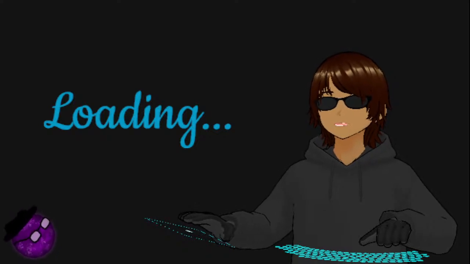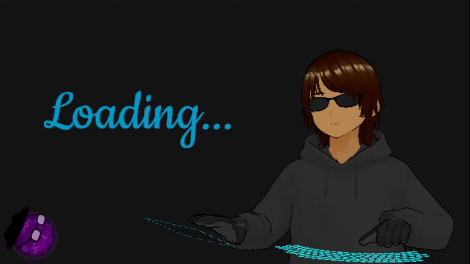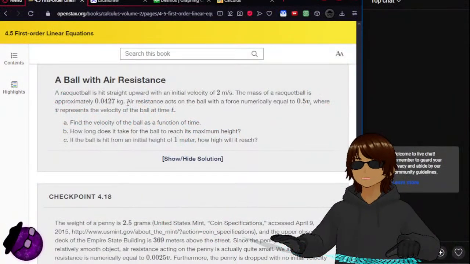Okay, anyways, the mass of the racquetball is approximately 0.0427 kg. A resistance acts on the ball with a force numerically equal to 0.5 v, where v represents the velocity of the ball at time t. Find the velocity of the ball as a function of time.